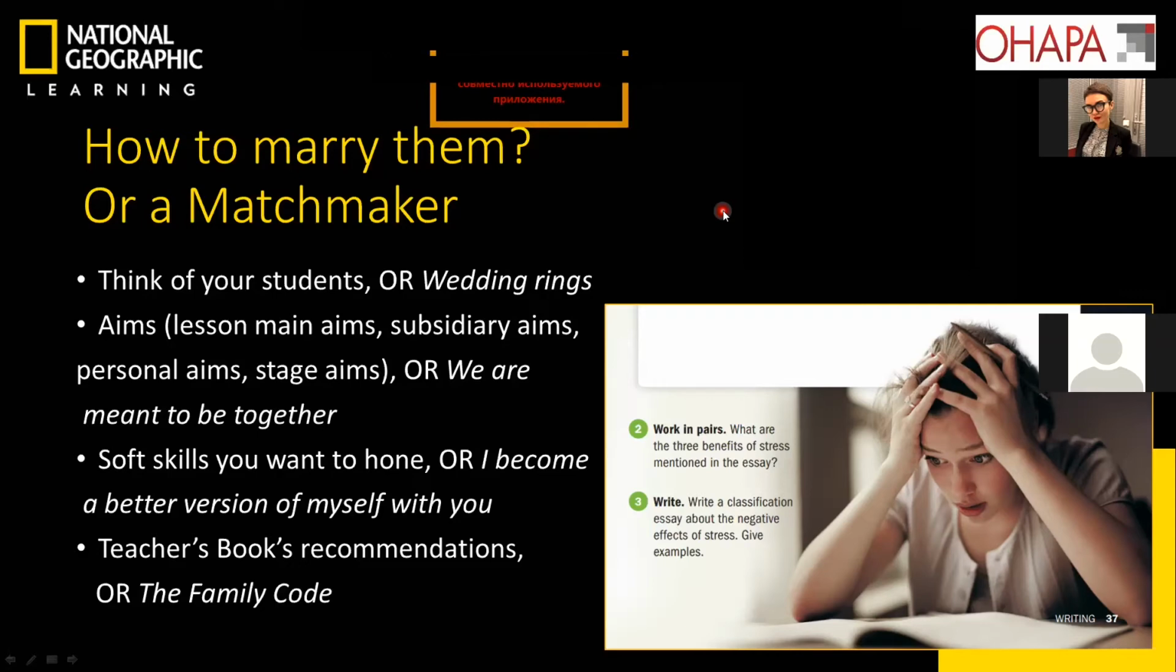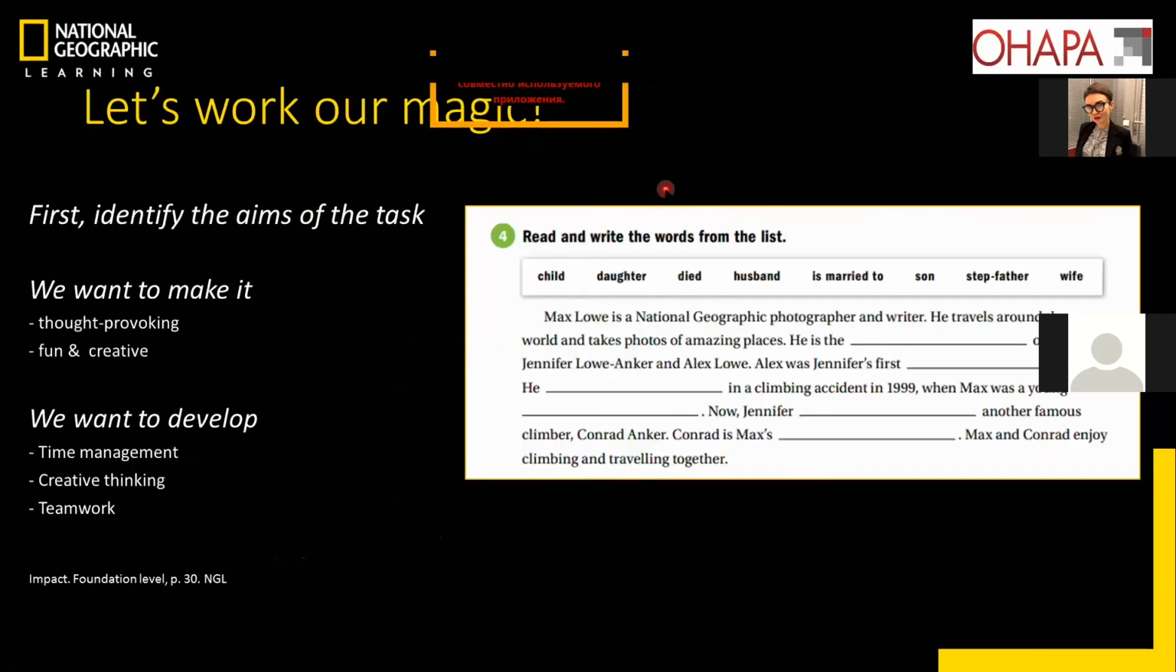Look at the next slide. So we have a task, and this is an extract again from the Impact book, foundation level. So first, looking at the task, can you please identify the aims of the task? You can write them again in the chat box.